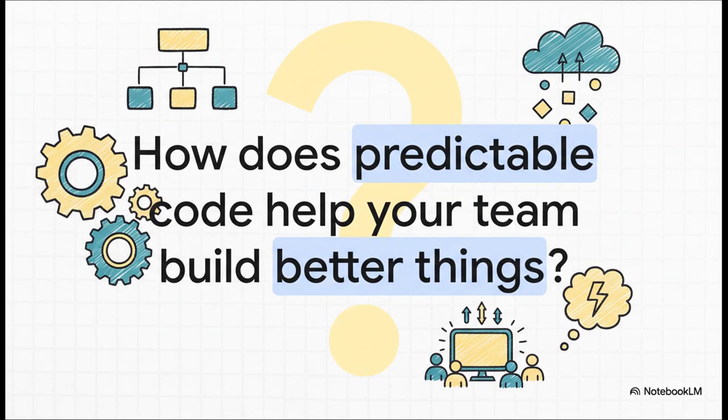So I'll leave you with this to chew on. How does this simple choice go beyond just your own keyboard? When you write predictable, easy-to-understand code, you're not just helping yourself. You're making it easier for your whole team to collaborate, to find bugs, and to build amazing things way more efficiently. And that, right there, is the power of getting the small things right.